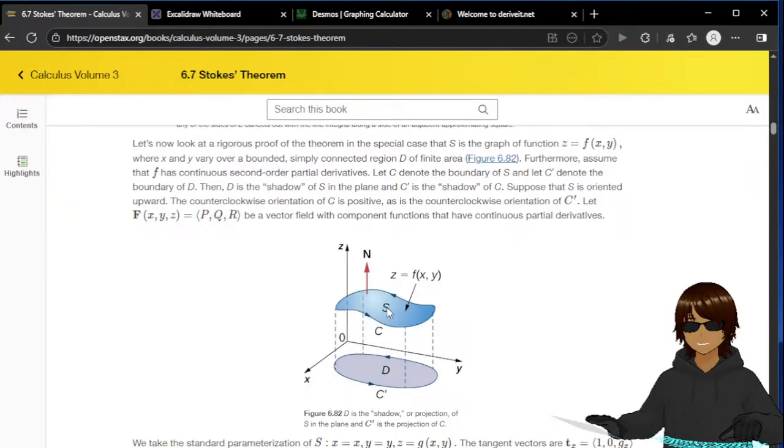I don't understand how this is a shadow of this. D is a shadow projection of S in the plane and C naught is the projection of C. Shouldn't they be the same shape?